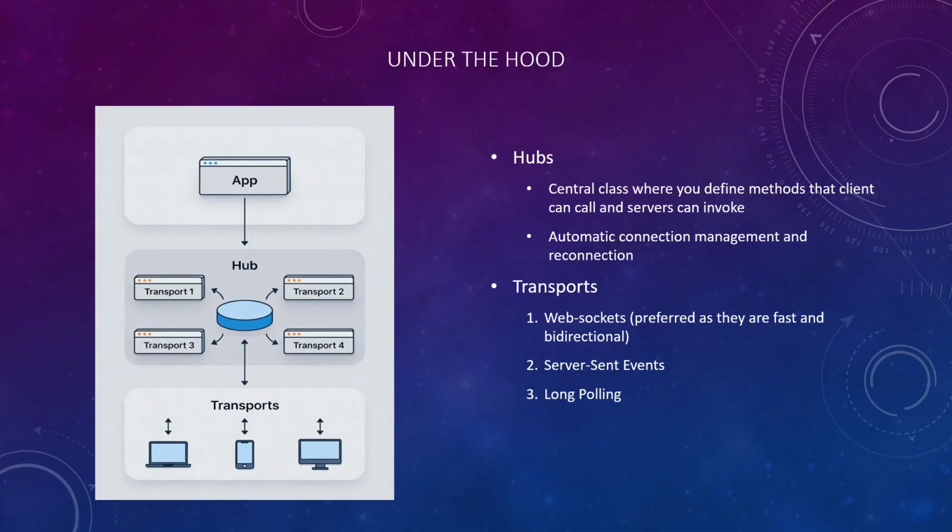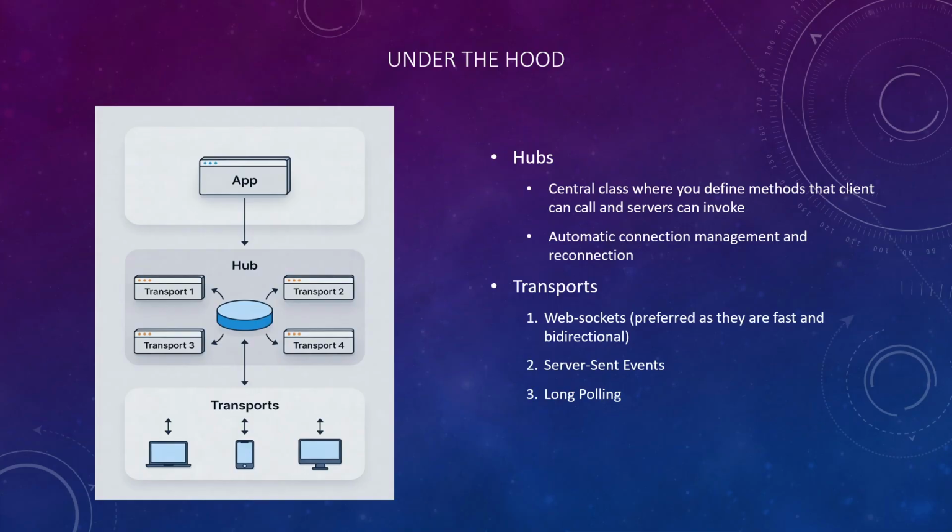SignalR automatically negotiates the best transport. The first choice is WebSockets because they're bi-directional when it comes to communication. They're also the fastest way to communicate back and forth. If that's not available, it'll fall back on server-sent events or long polling as an option for communicating back and forth with the clients. It also includes automatic reconnection as well as connection lifecycle events and support for strongly typed hubs so you can get compile-time safety when it comes to your applications.